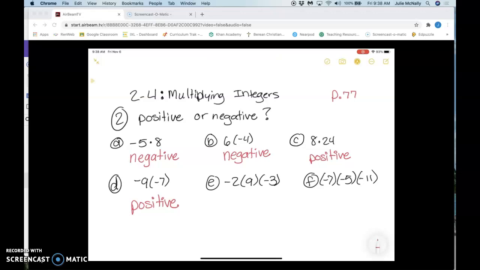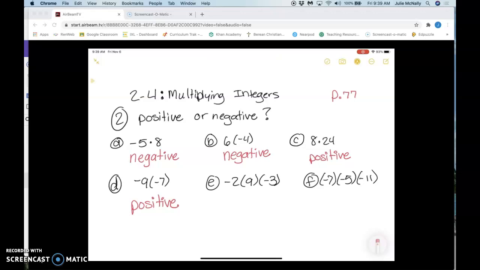So letter E and F, it's going to be where the even and odd comes into play, okay? If there's an even number of negatives, what are our even numbers? Call them out. 2, 4, 6, 8, 10, 12, and so on, the answer is going to be positive. If there's an odd number, what are our odd numbers? Call them out. 1, 3, 5, 7, 9, and so on. If there's an odd number of negatives, the answer is going to be negative.